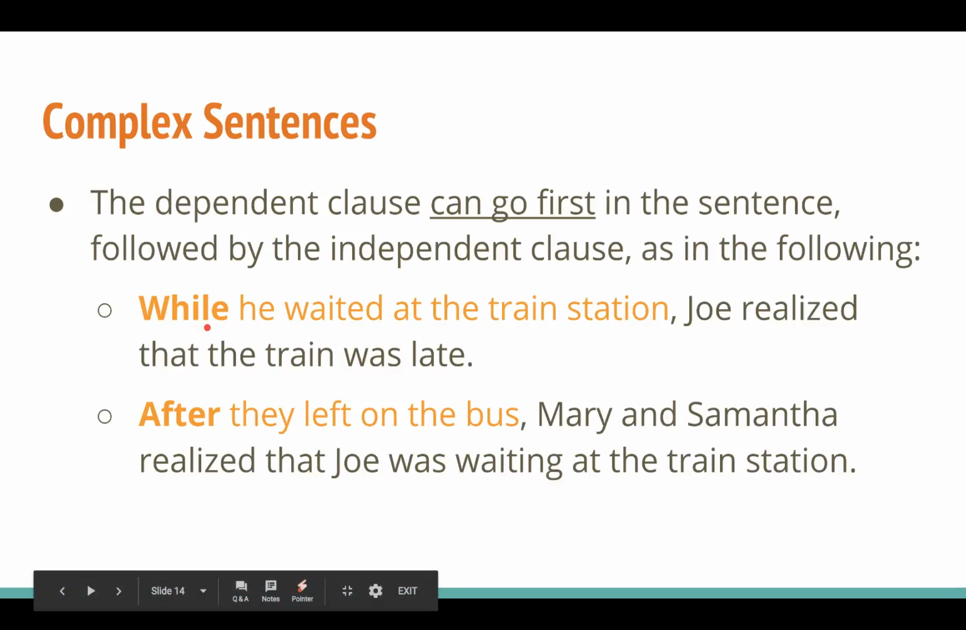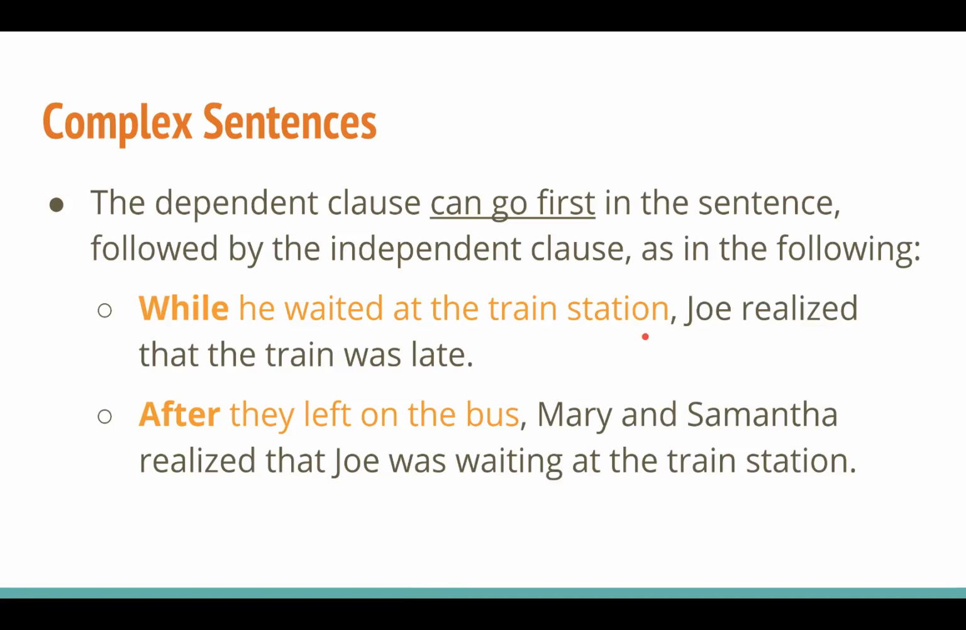While, which is our subordinating conjunction, he waited at the train station, dependent clause, Joe realized that the train was late, independent clause. After they left on the bus, dependent clause, Mary and Samantha realized that Joe was waiting at the train station, independent clause, connected here by commas.